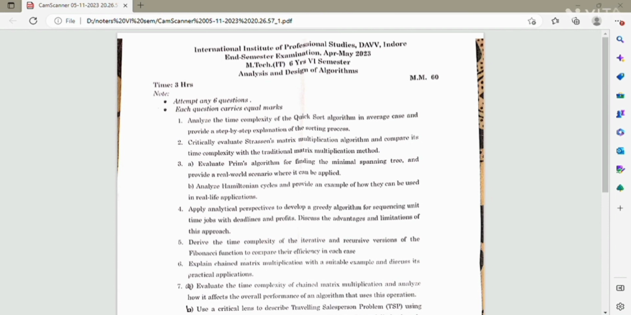Quicksort is a sorting algorithm based on divide and conquer algorithm that picks an element as a pivot and partitions the given array around the picked pivot by placing the pivot in its correct position in the sorted array.